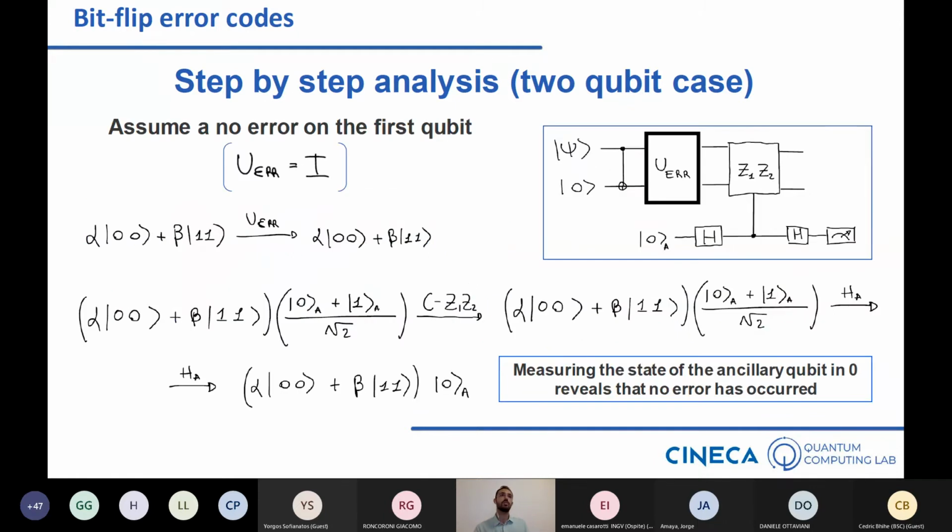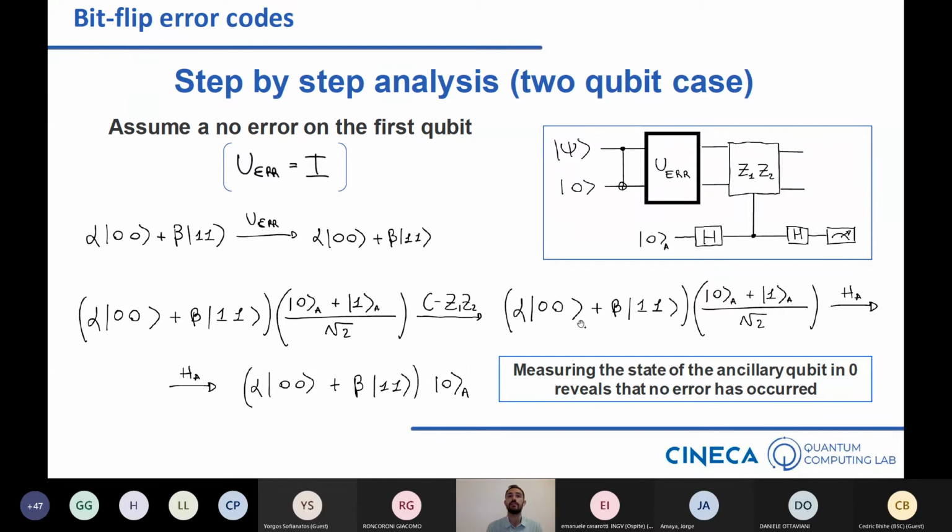Okay, let's also prove that when there is no error, everything works well. Assume that there is no error, so when U_R is the identity, then the state is left unchanged after the U associated with the error, which is the identity. So when we add the ancillary qubit in the Hadamard state, it is this part here.